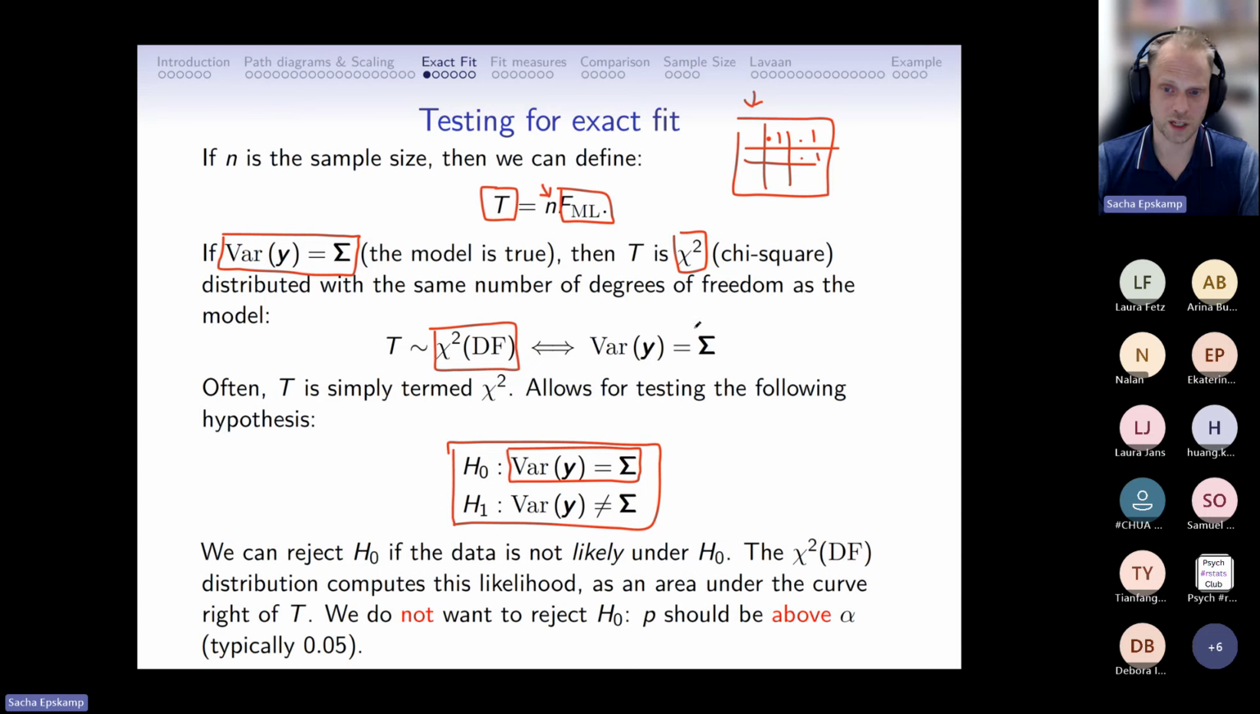Now this sigma is from our model. What's interesting here is that we don't want to reject this hypothesis. Sure, we call it a null hypothesis, but actually this is the hypothesis that we want to keep. If we reject it, it means that we see a pattern in the data that is just not in line at all with our best possible estimate of our sigma matrix. How can that happen?